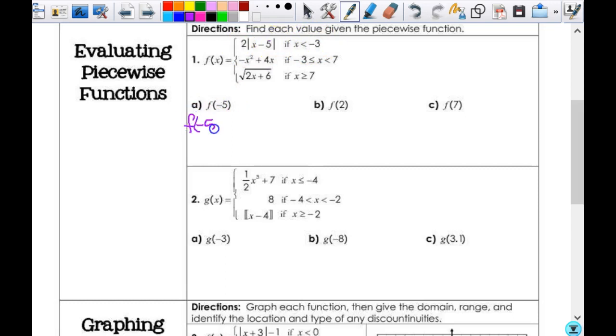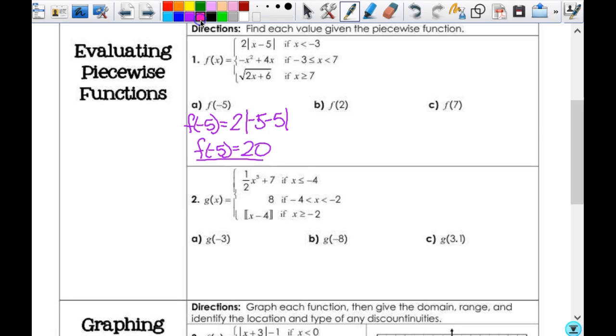So f of negative 5 is equal to 2 times the absolute value of negative 5 minus 5. So what's negative 5 minus 5? Negative 10. Absolute value is 10, times 2 is 20. So f of negative 5 equals 20. That's simple.